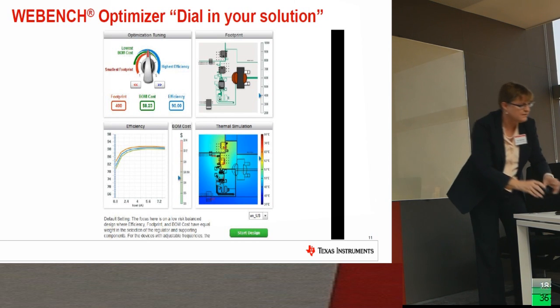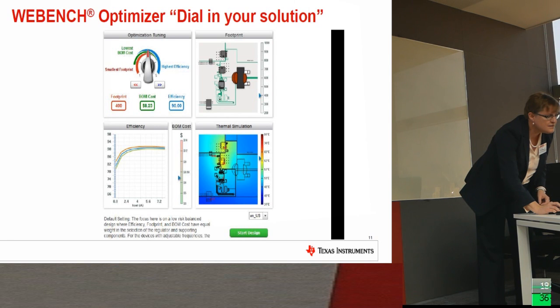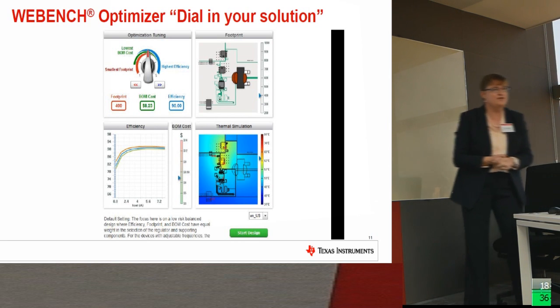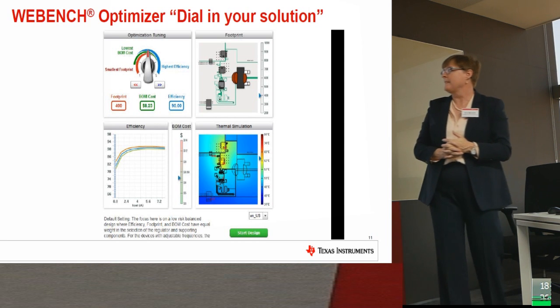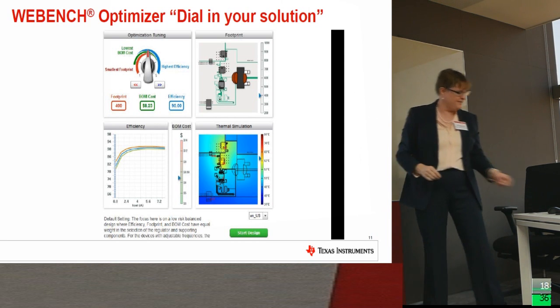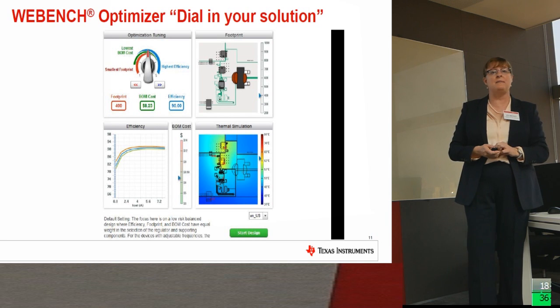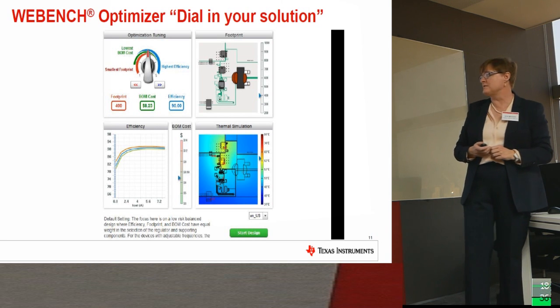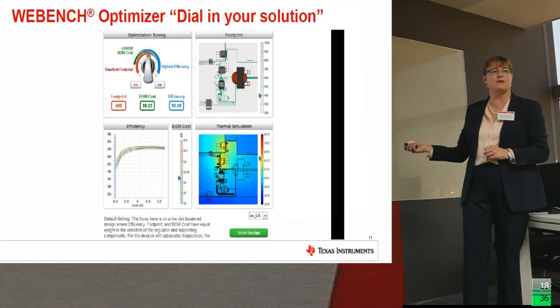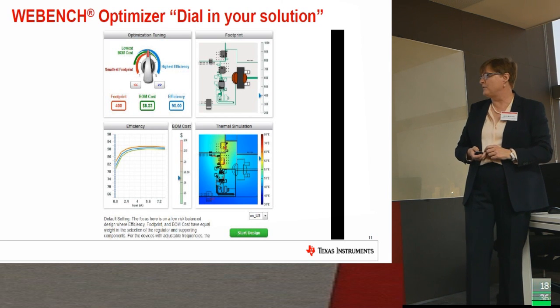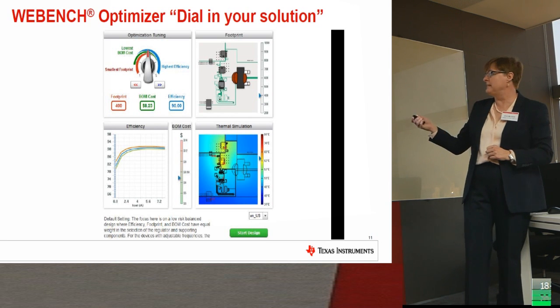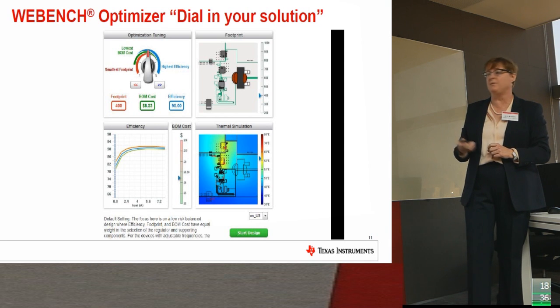So if I turn the knob and make this the most efficient design, you can see that the inductor became very large. And that makes the design more efficient. It lowers the heat dissipation, so you're seeing this as a very cool temperature for this design. It also increased the cost quite a bit, mainly due to this larger component.